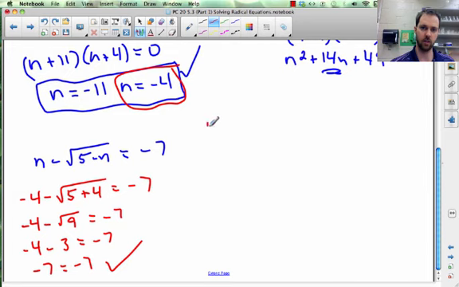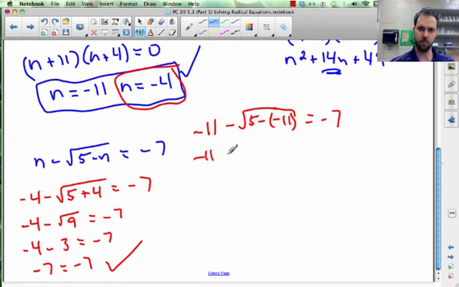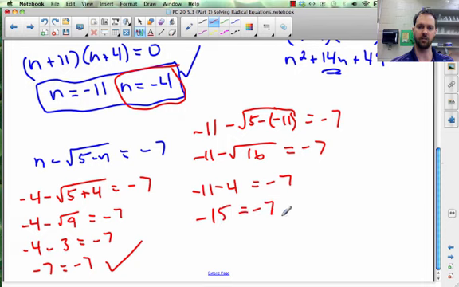Now let's try negative 11. Negative 11 minus the root of 5 minus negative 11 equals negative 7. Negative 11 minus the root of 5 plus 11, which is 16. It's supposed to equal negative 7. Negative 11 minus root of 16, which is 4, equals negative 7. And here we end up with negative 15 equals negative 7. So this is clearly not true. So then we have to reject that answer, and the only answer is n equals negative 4.